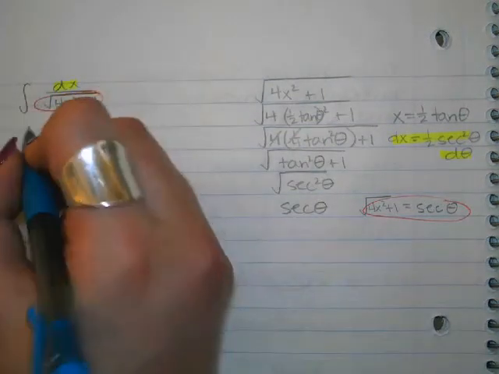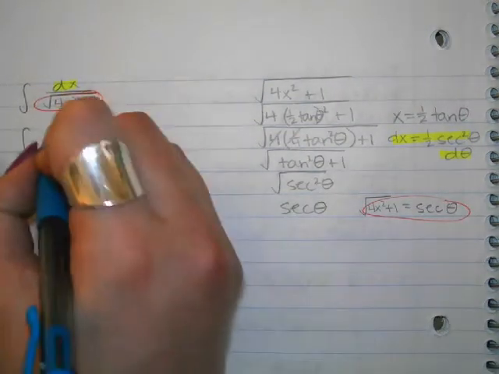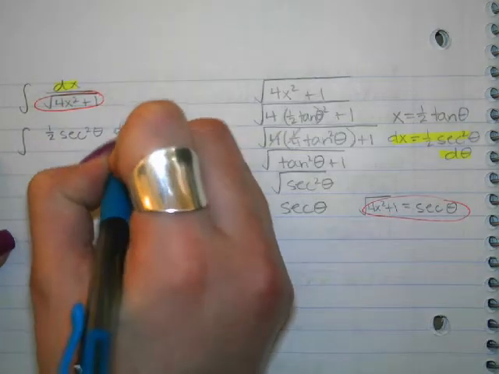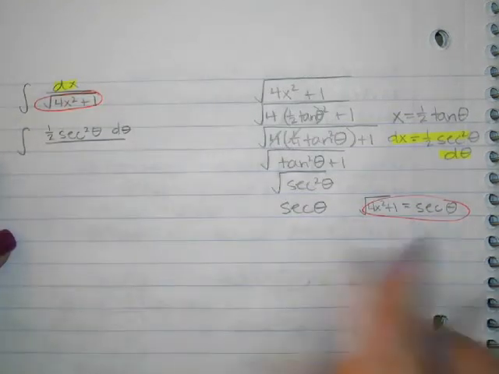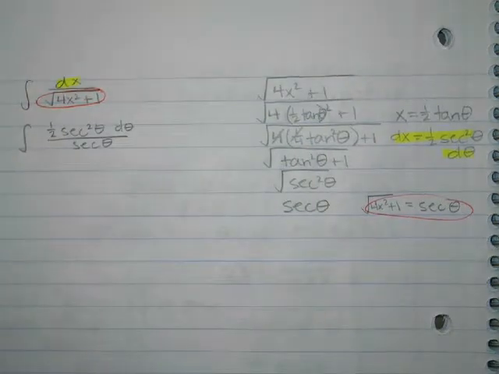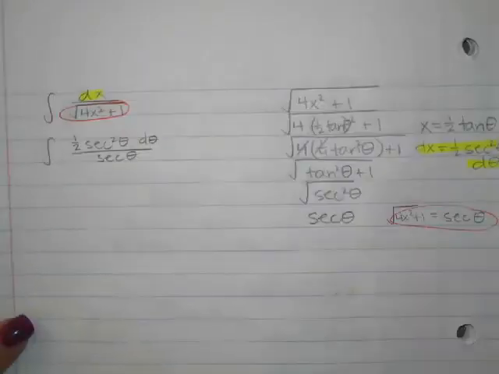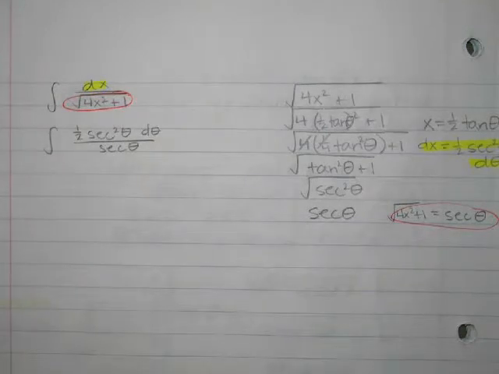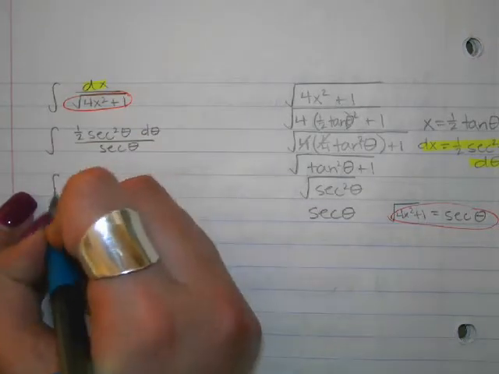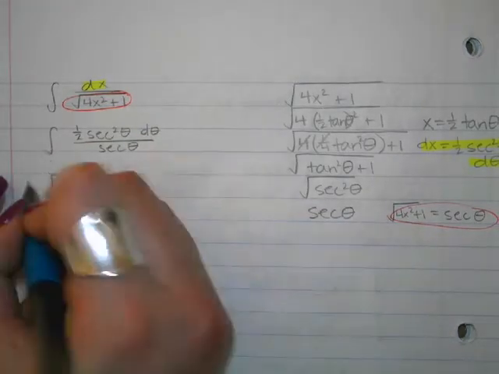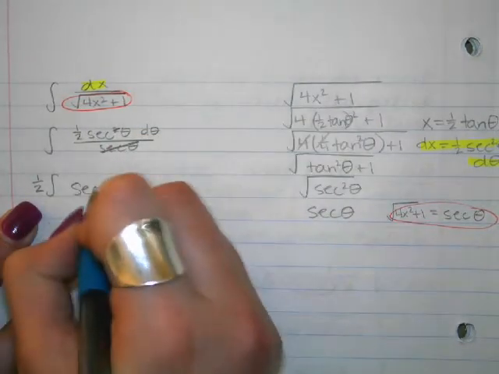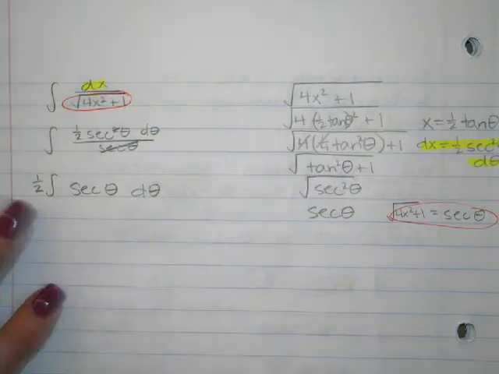So now we have 1/2 secant squared d theta divided by secant theta. Okay, so what do we get? Yeah, and then secant cancels with one of those. We just have secant theta d theta.